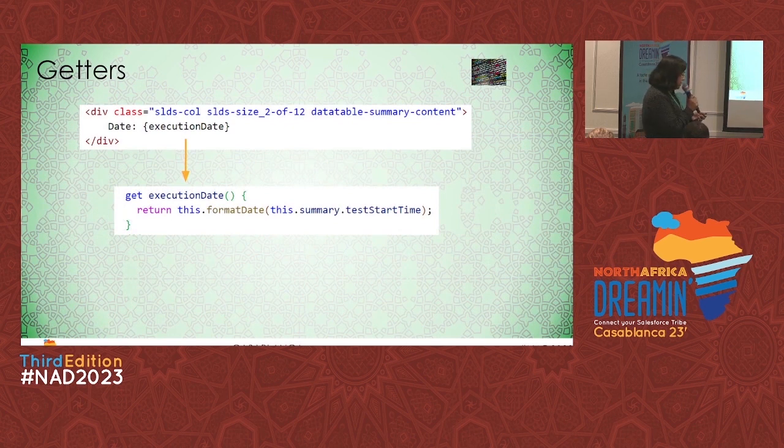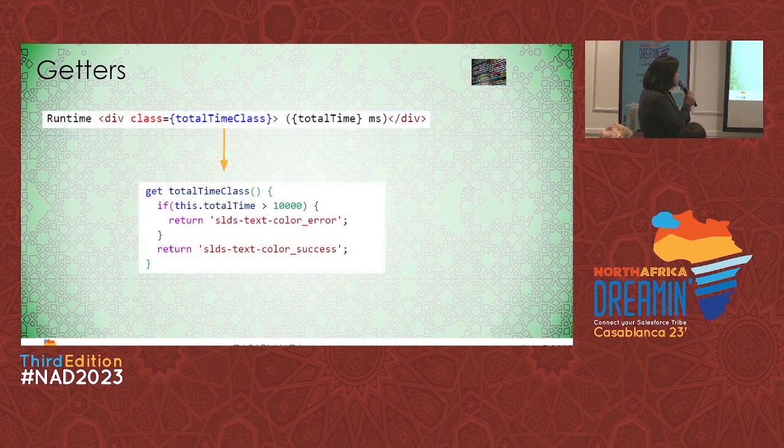So the example here is using a getter. In this case, the property is named execution date, and the function is just going to call another function to format the date. And to use it in your HTML part, you just access the property itself. The second example is to change the CSS class according to some logic. In this case, I have this property, and the logic is going to return error or success according to this value. And then again, you just use the property at the top.